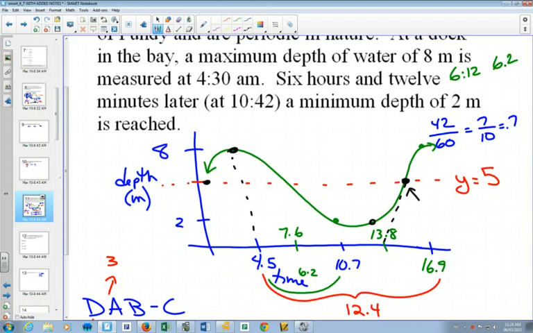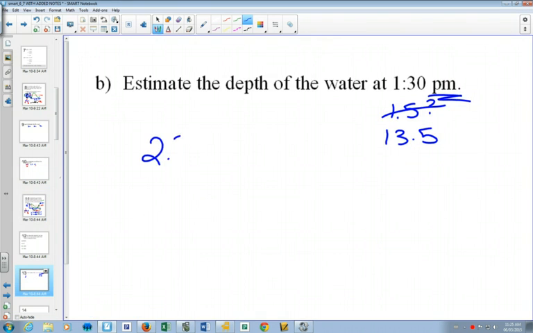Now, I don't know if I can really trust my graph too much for estimations because of all the lines that were off, but I'm going to guess 3. Think that's too high? 2.1? 2.7? 2.7? You like that one? Okay. We'll go with our estimate at 2.7.